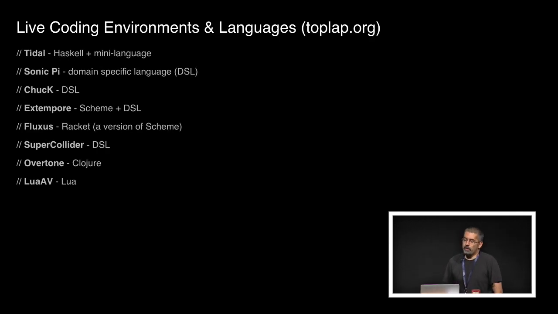So there's a bunch of different types of live coding environments and languages out there. And this is by no means a comprehensive list. There are dozens of them. And I just put a couple of representative examples up here. And one thing I wanted to point out with these examples is that a lot of them use domain-specific languages.